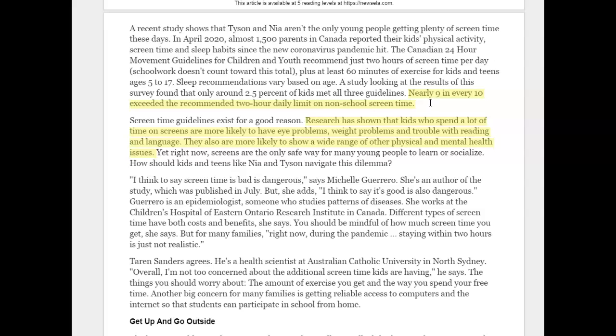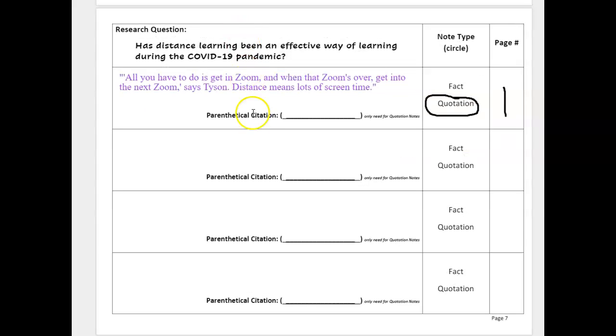Now, we can prove this information. We could do research, we could take a survey, which is what they probably did. They saw that 9 out of 10 kids basically had more than 2 hours on their screens with non-school items. Since it is a fact, when we put this information into our notes, we are going to do it as a fact note. So there it is as a fact. It was on page 2 of our article.